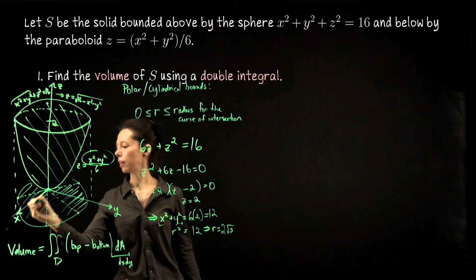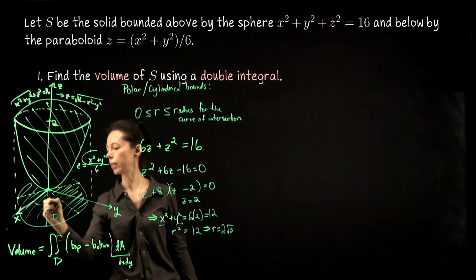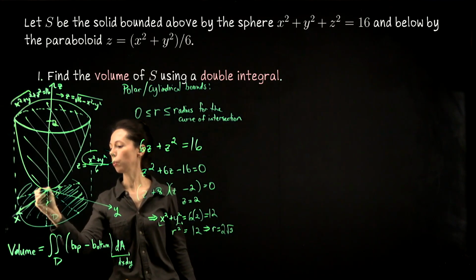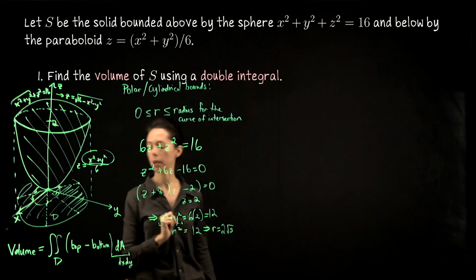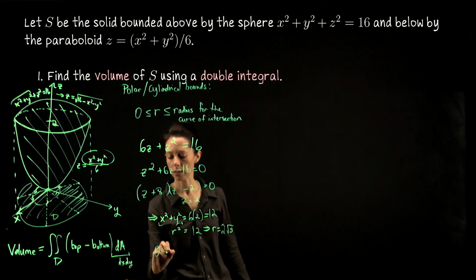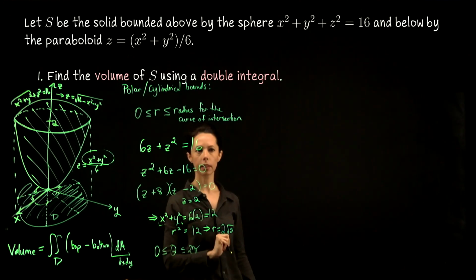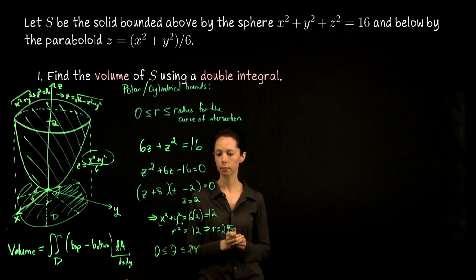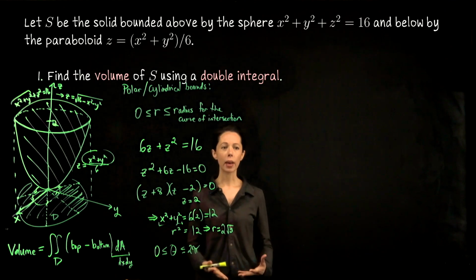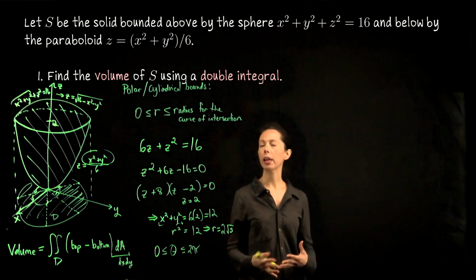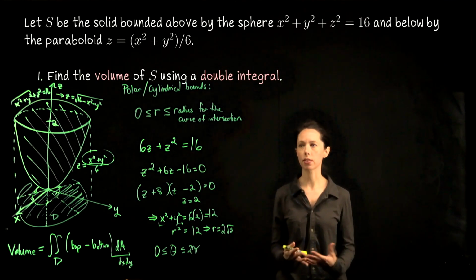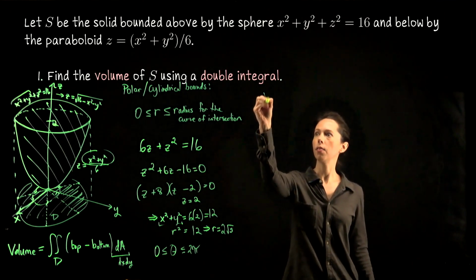If we think of the positive x-axis and rotating off of it, we rotate all the way around to describe this domain of integration. So the bounds on theta are from 0 to 2 pi, like so. Now we have everything we need to set up the double integral and evaluate it to compute the volume of this solid region.